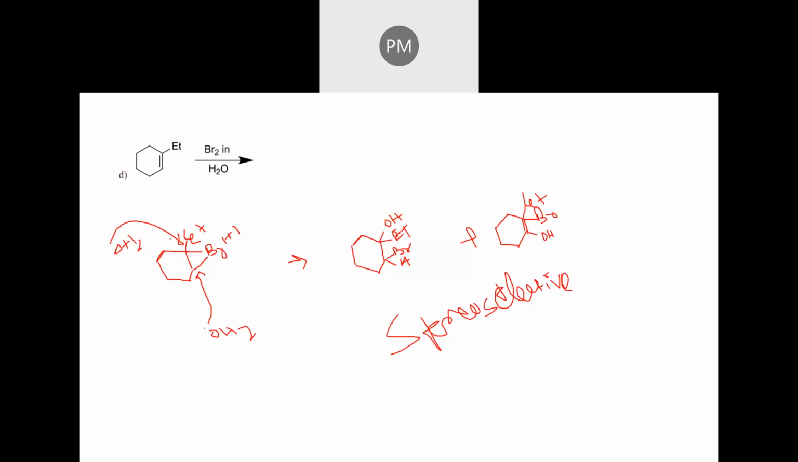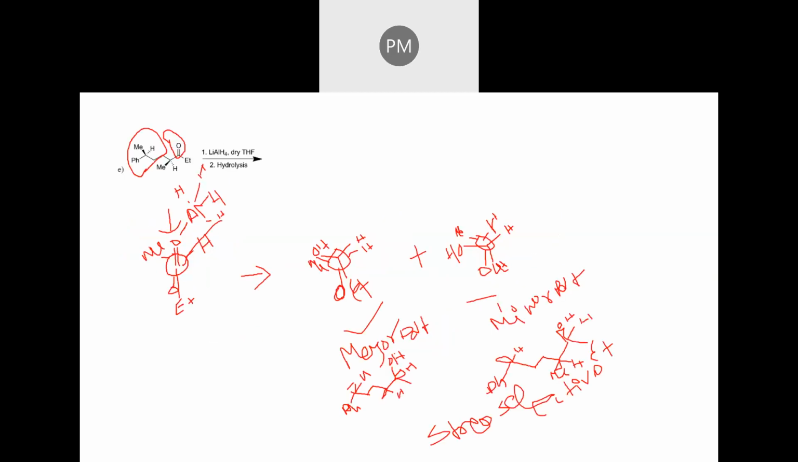But if it attacks from this ethyl side, it is less feasible, because this ethyl is on the same side as this OH, so this will be less feasible. So here also we are getting two products, with OH, ethyl, and Br. In one case the OH is from this side, above the plane, and in the other case the OH is from this side. So here also we are getting two products. So this one also is a stereoselective reaction.